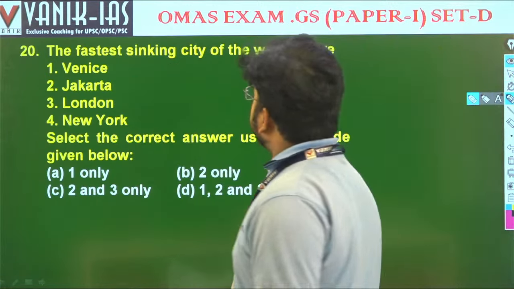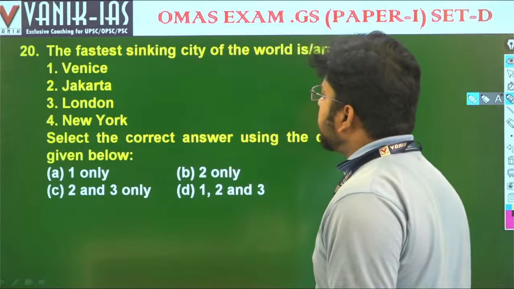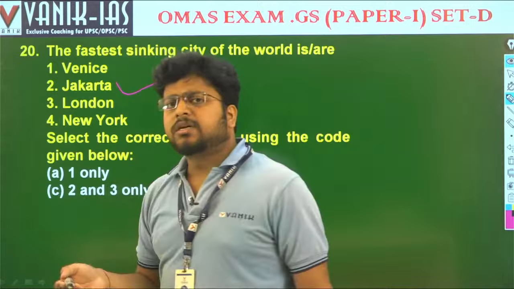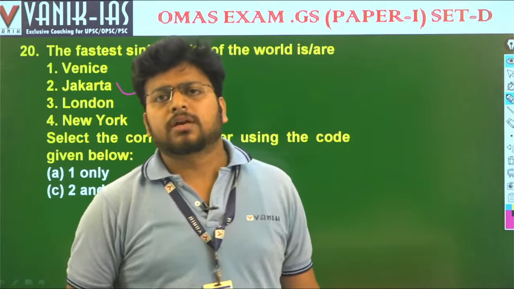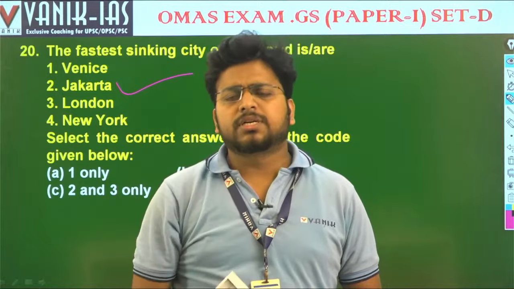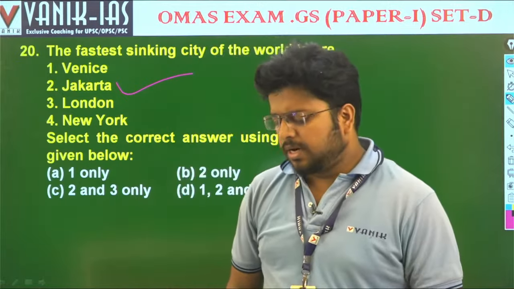The fastest sinking city of the world is Jakarta. Why? Because that's why the government has changed the capital from Jakarta to Nusantara. Actually, the Indonesian government decided 3 years ago to change the capital. That's why it is in the news. It is current affairs.